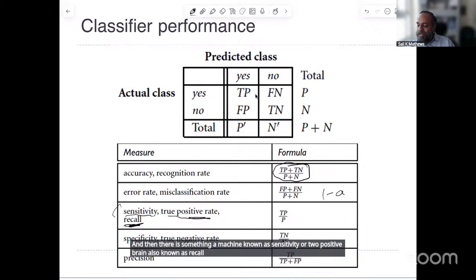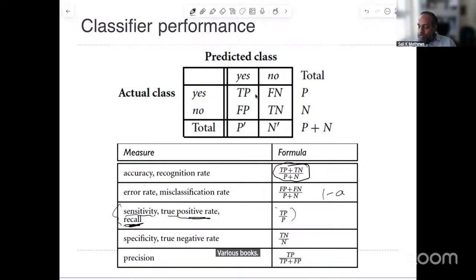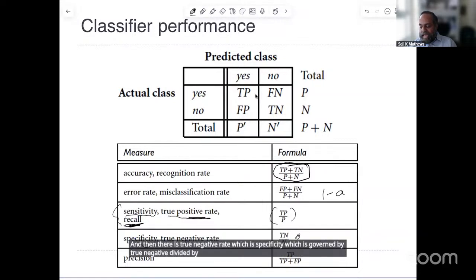That's how it becomes a bit confusing, because you have so many terms to denote the same concept. But you don't have a choice. These may be used interchangeably in various books. So true positive rate is TP divided by P. And then there is true negative rate, which is specificity, which is given by true negative divided by N, the number of actual negative records in the data.